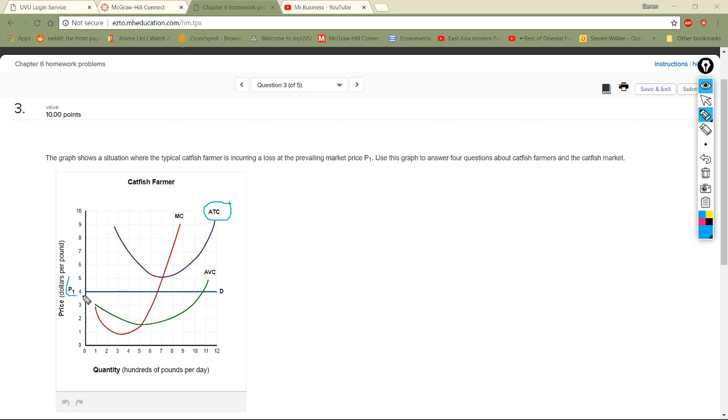Here is your key indicator, okay? This price is $4. That's how much the market's willing to pay for catfish right now. And over here, what do we notice about our lowest average total cost? We were the most efficient producer in this market.